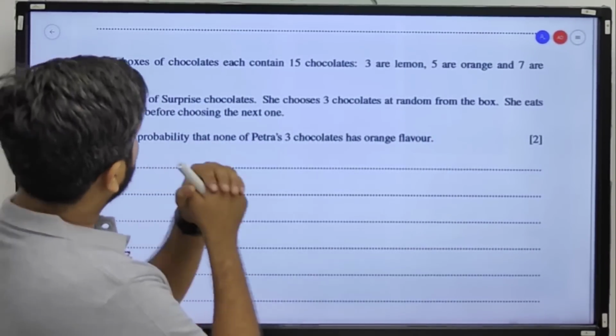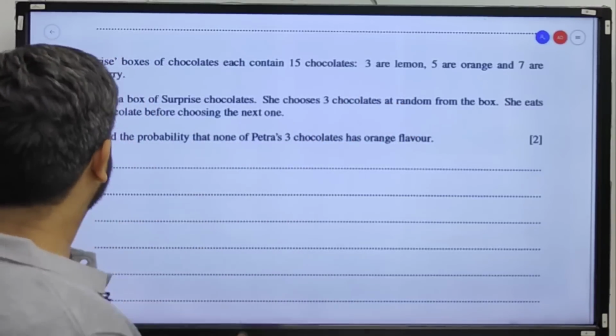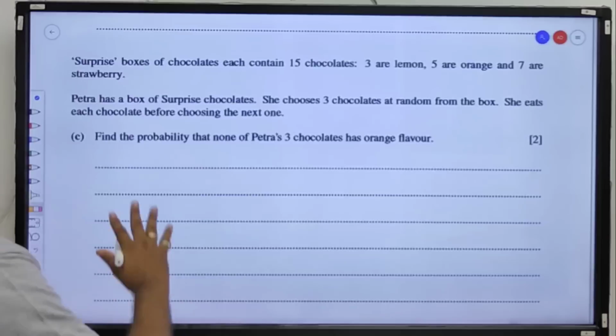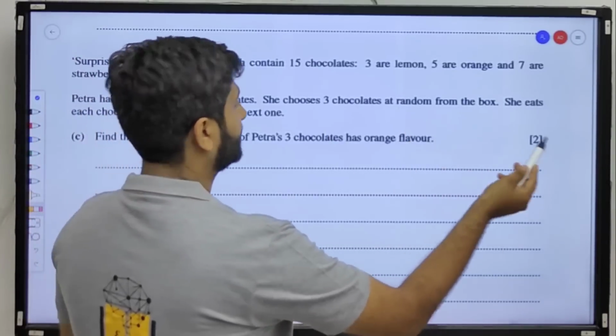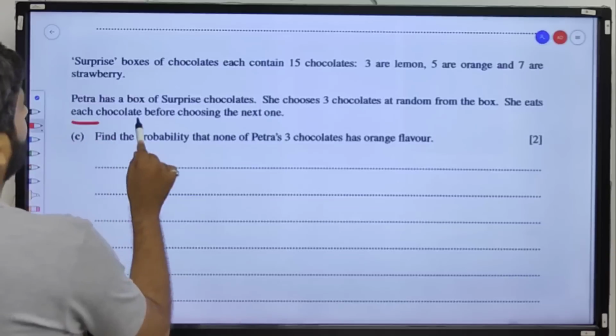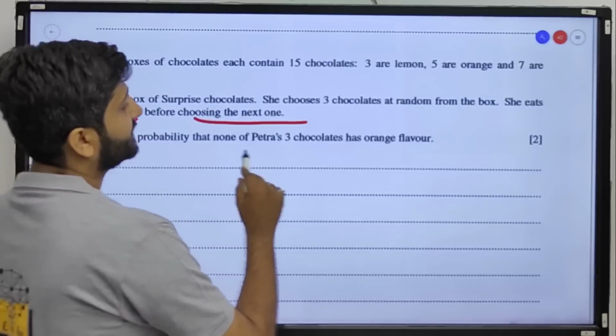Next, surprise box of chocolates each contains 15 chocolates. 3 are lemon, 5 are orange and 7 are strawberry. Petra has a box of surprise chocolates. She chooses 3 chocolates at random from the box. She eats each chocolate before choosing the next one. Find the probability that none of Petra's 3 chocolates has orange flavor.